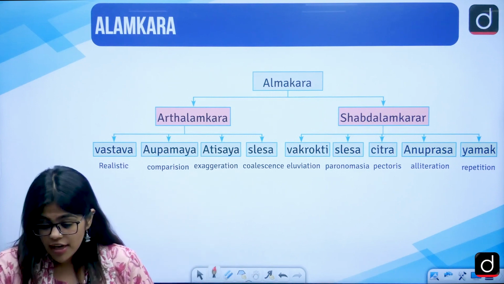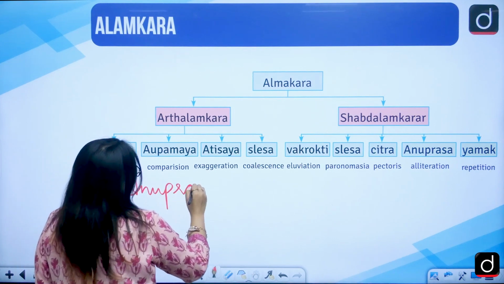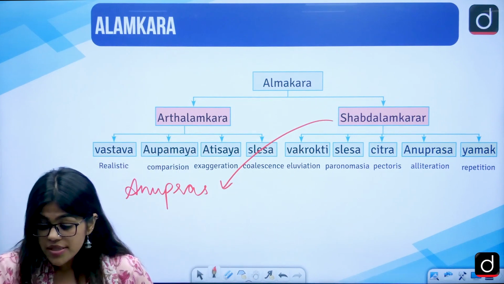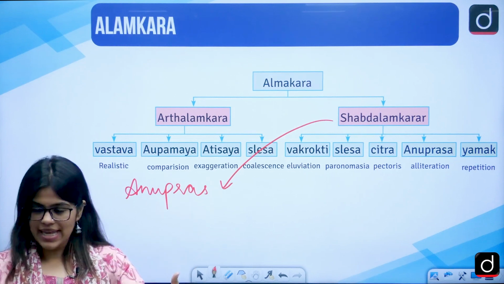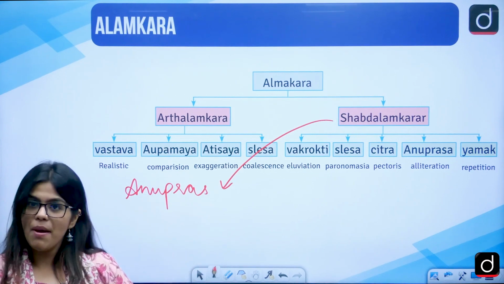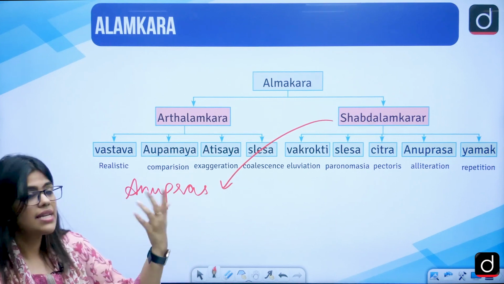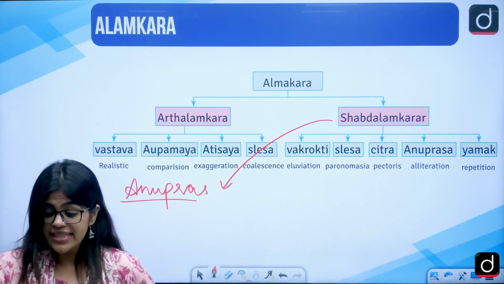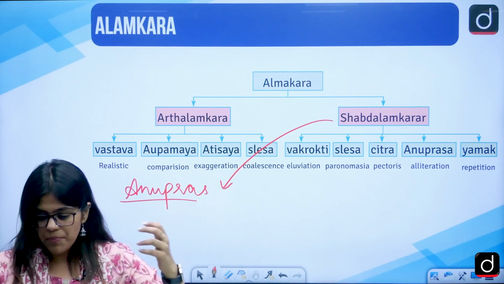The first is the Anupras. We are talking about Shabda Alamkara. Anupras is alliteration, and we all know alliteration. Let me give you an example of alliteration. Peter Pepper pecked a peck of picked peppers. So what is it? P is repeated. This is nothing but alliteration, and in Hindi we call it Anupras. Then we have the Yamak. These are words that are repeated again and again.